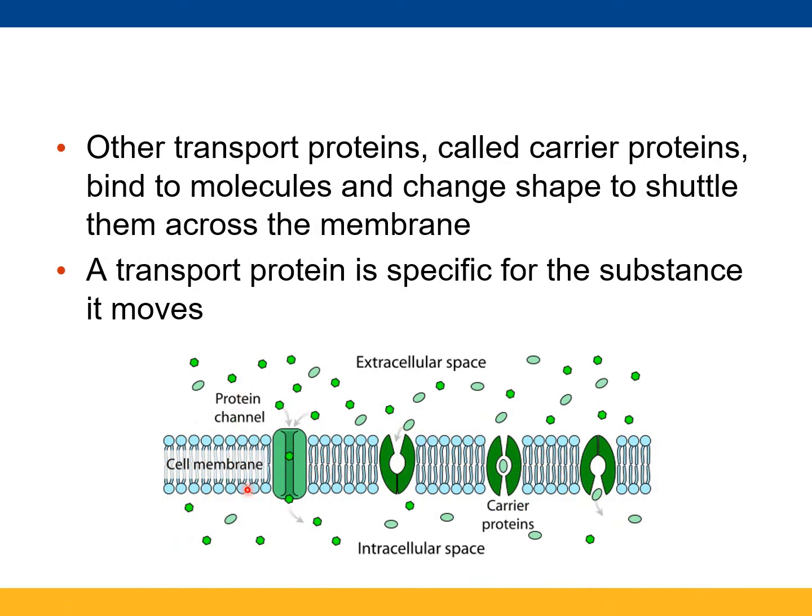So here are channels on the left, and here are carrier proteins. And what you see with a carrier protein is it's a lot like an enzyme. You have a binding event, a change in conformation, and then a release on the other side of the membrane. Channel proteins, some facilitate diffusion like protein channels do. Others actually move material against their concentration. We call that active transport.